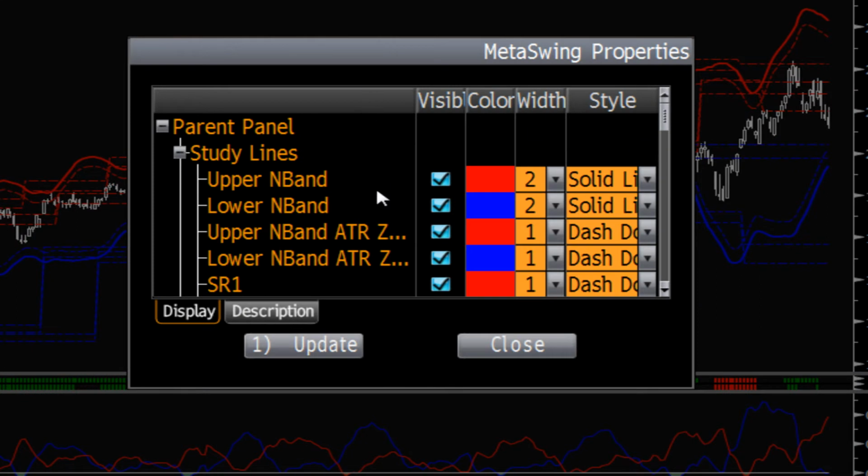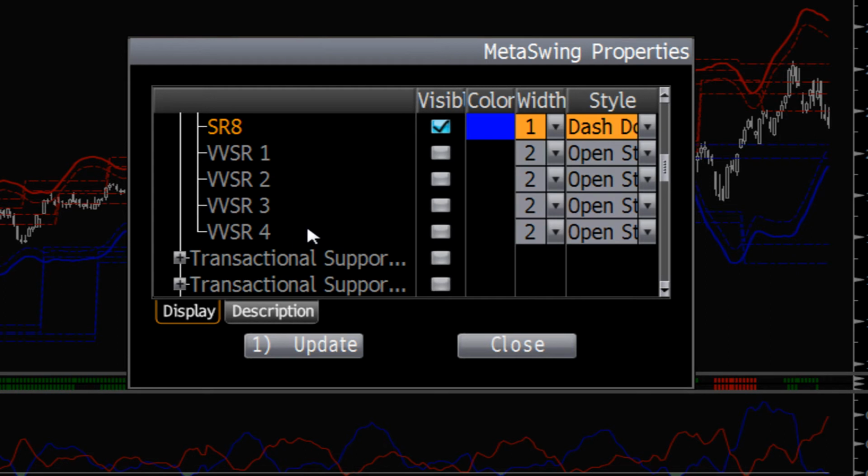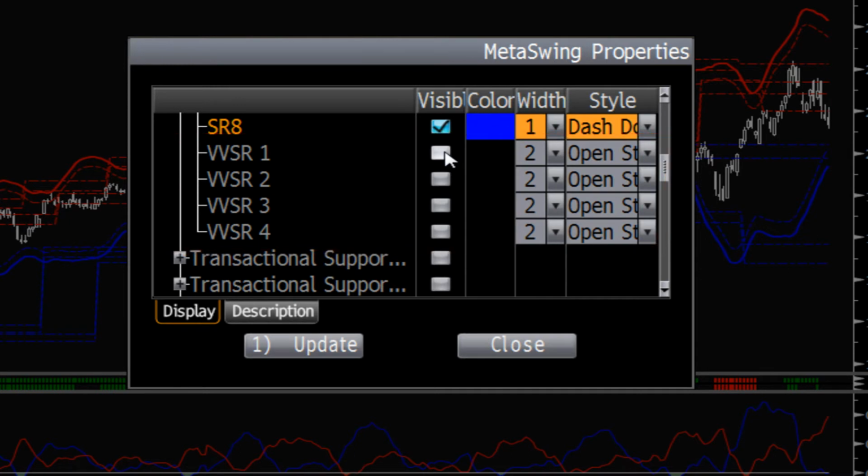We'll get a pop-up box, and what you'll notice is the first couple indicators are support and resistance based. So we have the in-bands and the in-band regions, ATR zones within those in-bands. We have the SR levels 1 through 8, and immediately below we have the VVSR lines and the transactional signals. So they come in pairs, just like the SR levels, for example, 1 and 2, 3 and 4, 5 and 6, 7 and 8 are paired together.